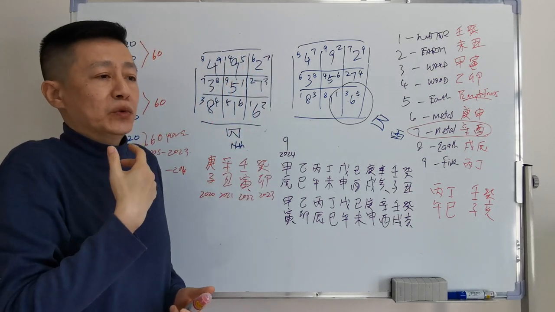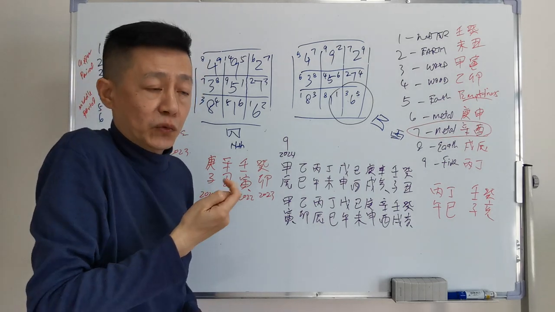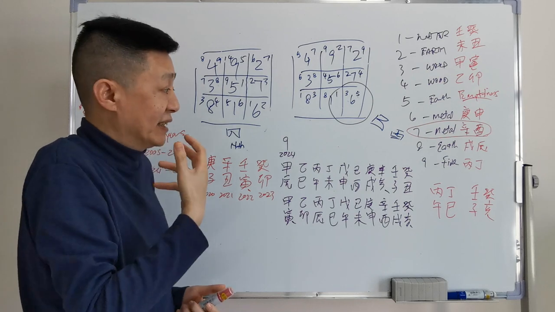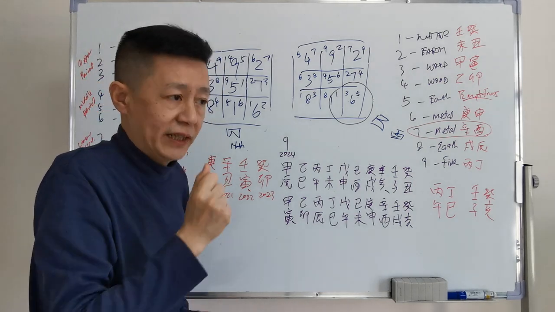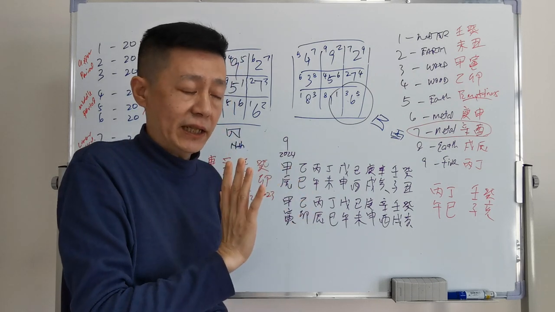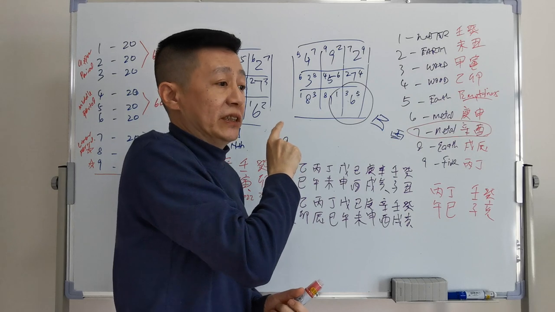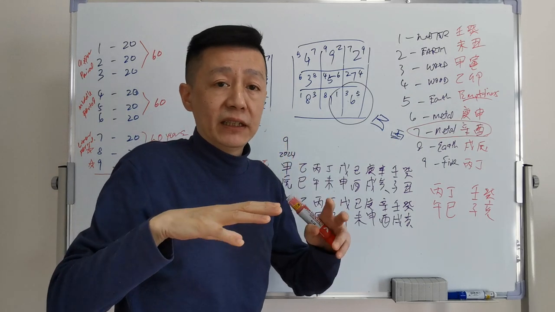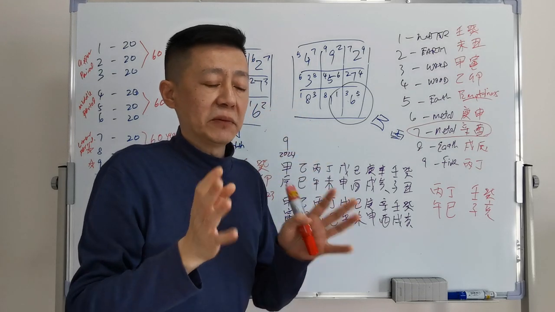I'm sharing with you the right approach of flying star. If you want to understand it and use it, you must understand all this first. This is the first approach: look at the door first. The door I'm talking about, in this case the unit is a landed property. Because with landed property you only have one door, so you simplify it.